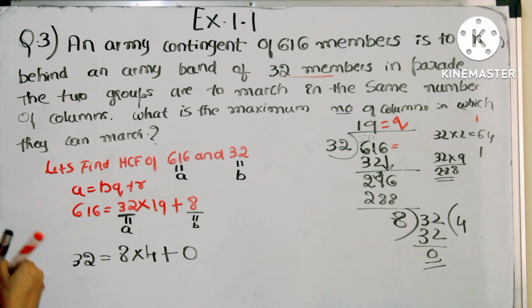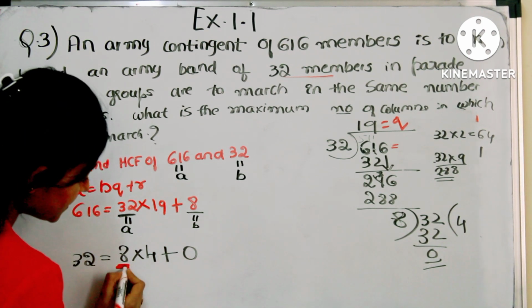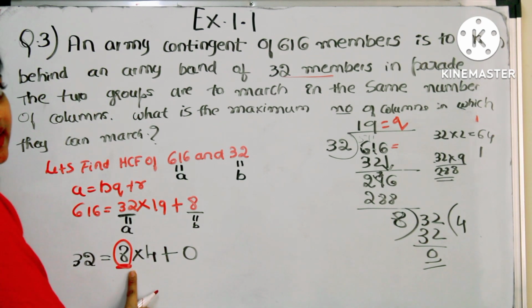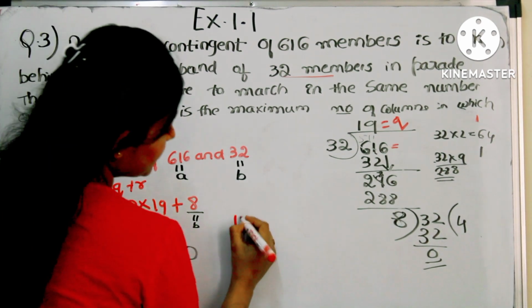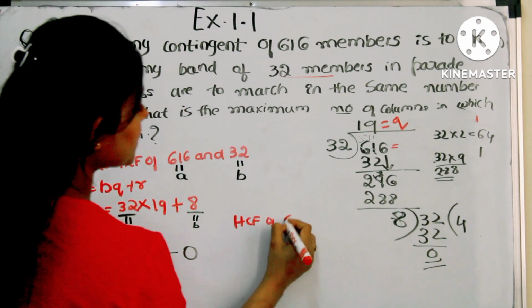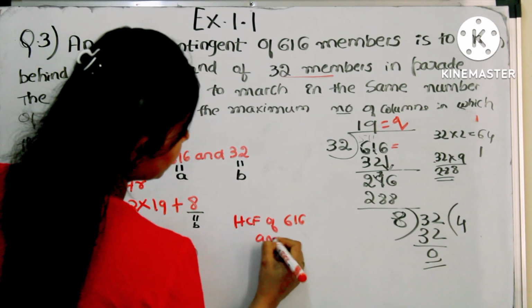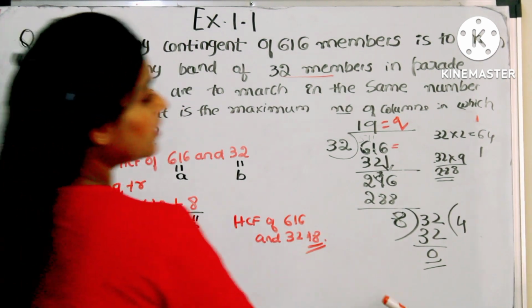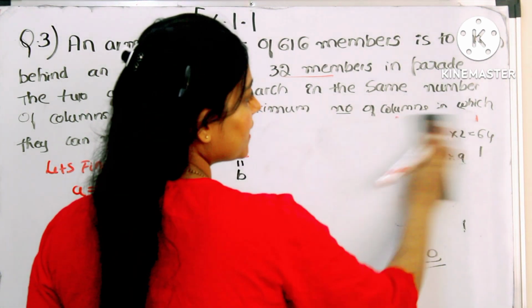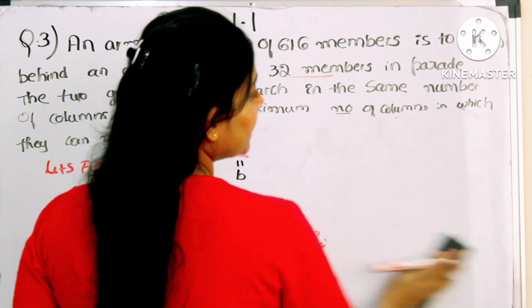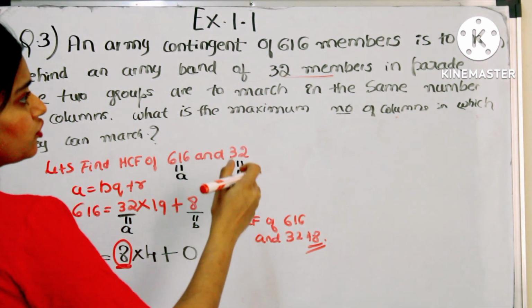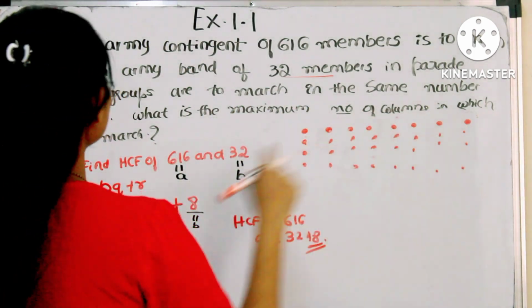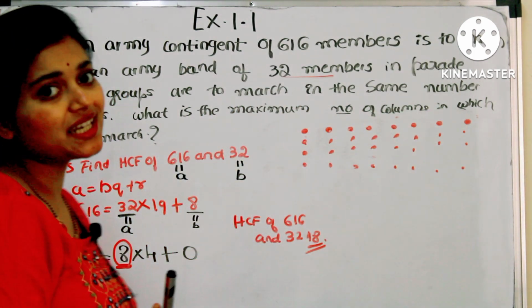So in the last stage, the value of the divisor is 8. So the HCF of 616 and 32 is 8. This means you can make 8 columns. Therefore, 8 is the maximum number of columns in which they can march.